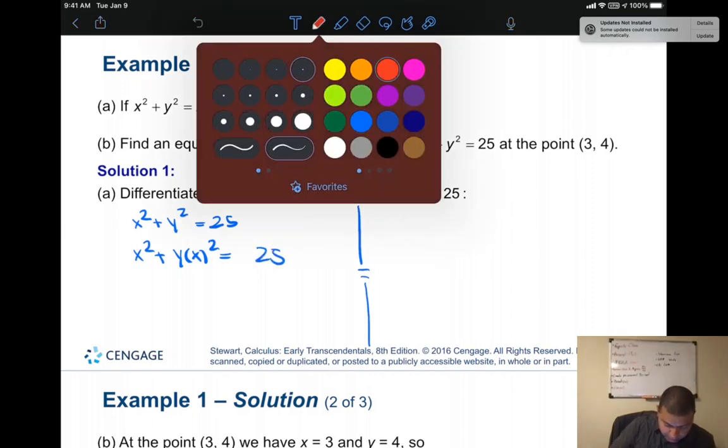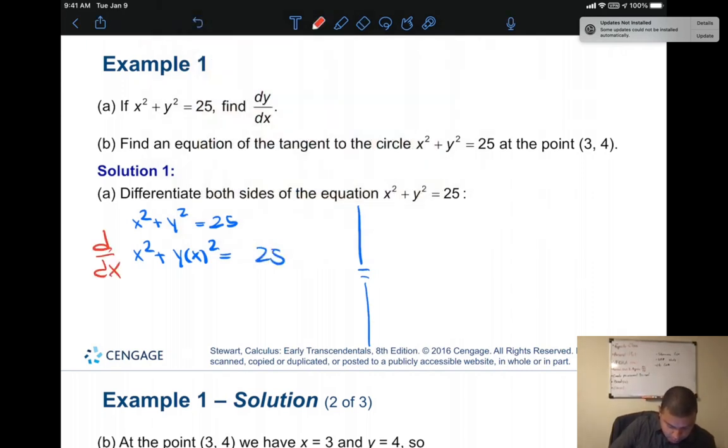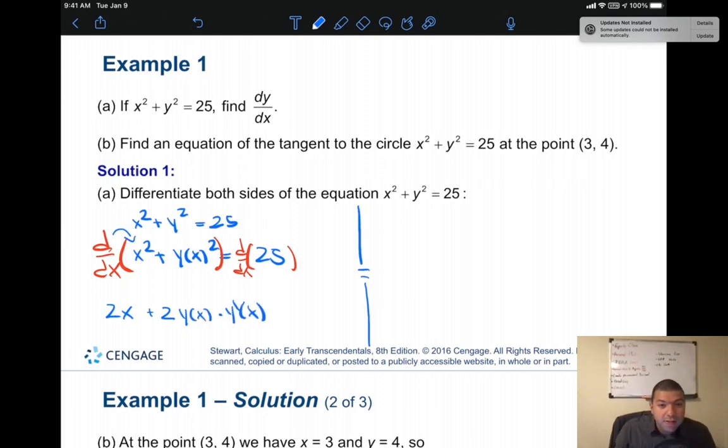So I'll go ahead and add this in red. And then I'll keep solving this. Okay, so the derivative of x squared is 2x with respect to x. For the derivative of this, I have to use the chain rule. So I go 2y of x times y prime of x. Yeah?